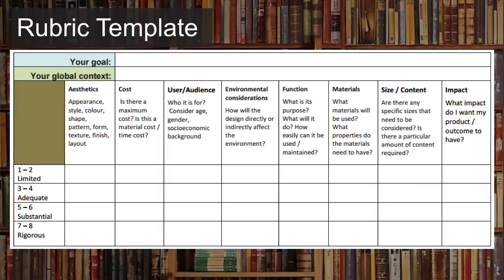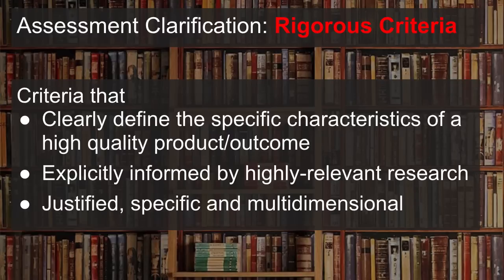Okay. Finally, just as a reminder of how you're going to be marked on this, the IB wants to see that you're really pushing yourself with what they call rigorous criteria. Okay, so you need to clearly define specific characteristics of a high-quality product or outcome. So really consider all the different facets that would make what you're trying to do of a high quality.